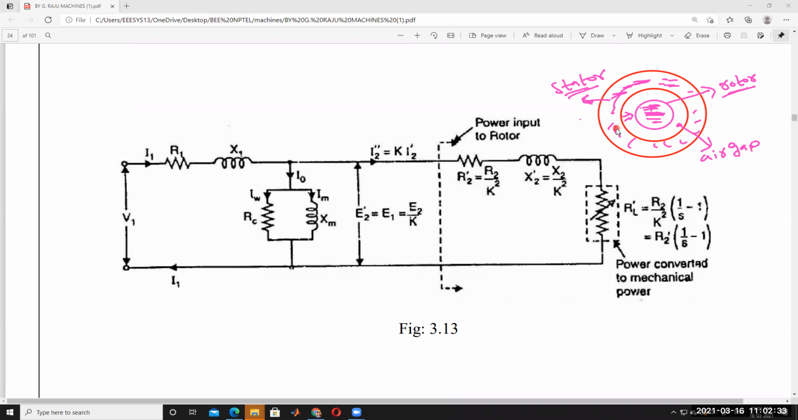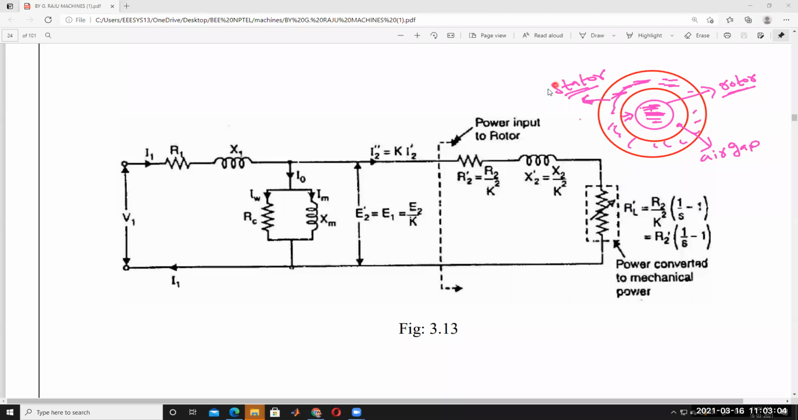But in a transformer, there is no air gap. We are using a core in the transformer. A core is used to link the magnetic flux from the primary to the secondary. This core is used in a transformer. But in an induction motor, there is just an air gap. The flux passes through the air only and cuts the rotor.